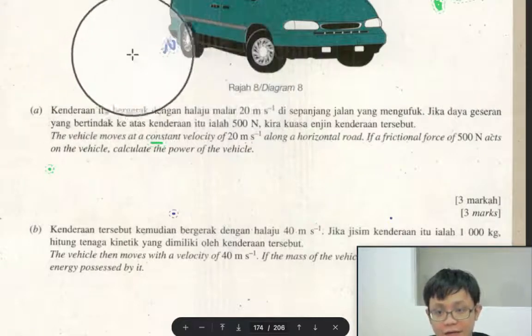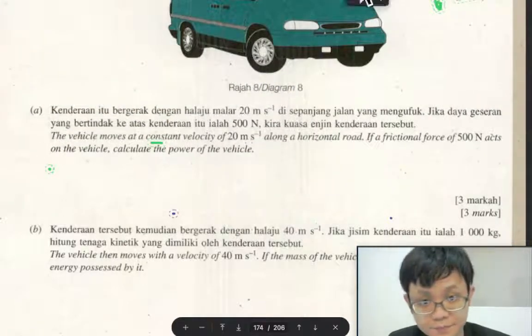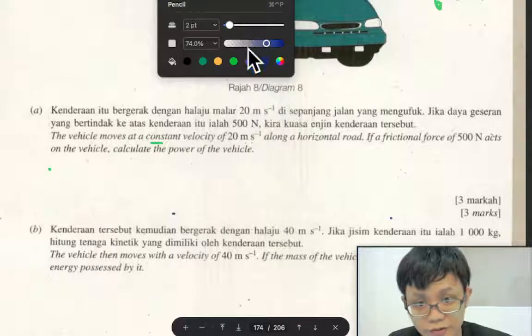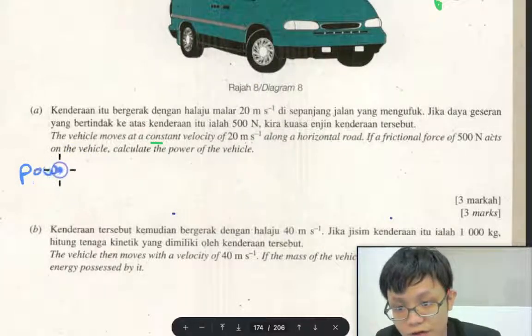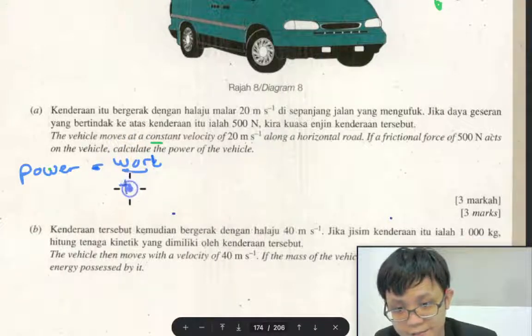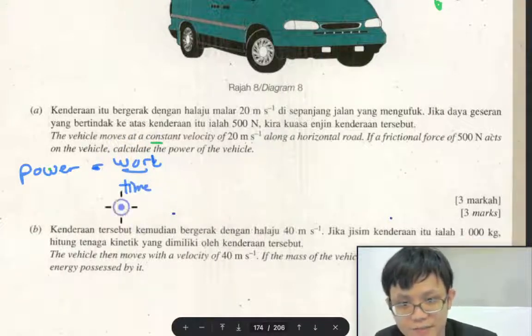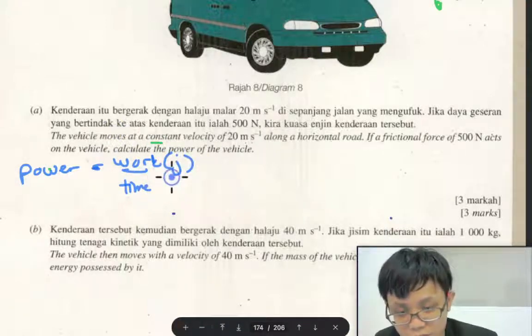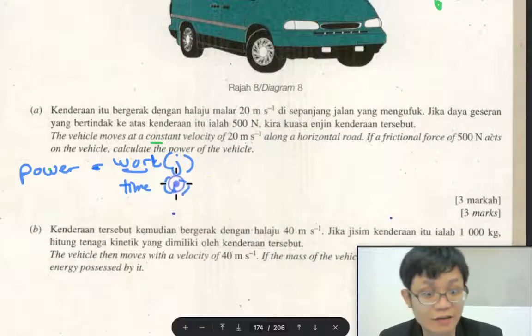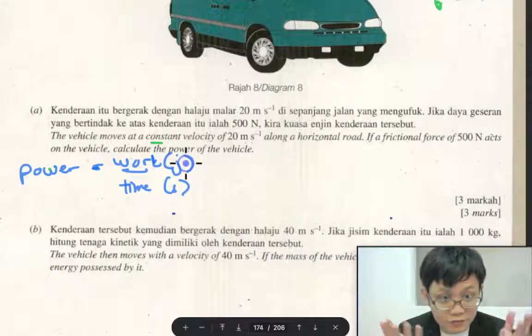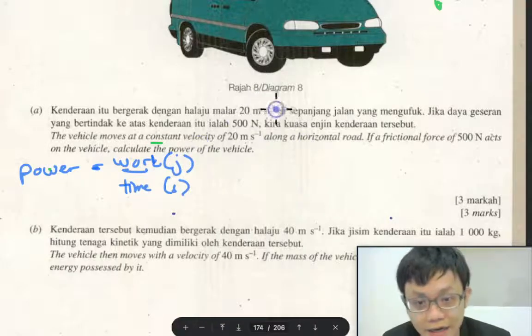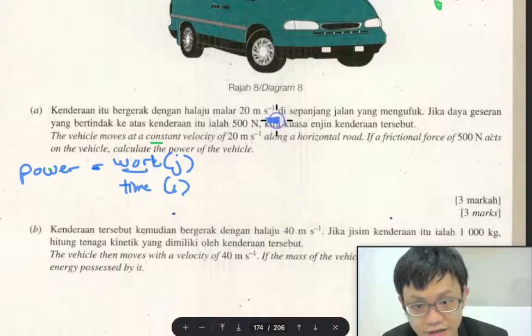But I try to explain this one more time. If you find in your book, the formula is power equals to work divided by time. I got not enough space leh. So work is Joule, time is s. But now I don't have the Joule. So how to do this question? But I have this one. The s is already down here.